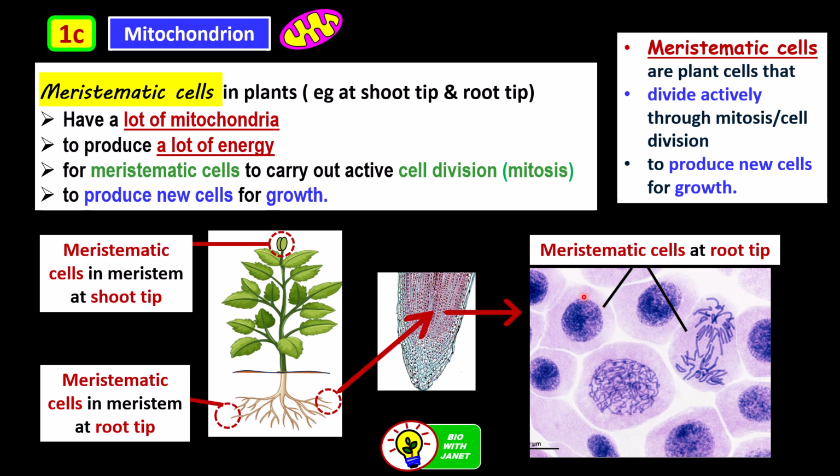Inside all these cells, there are lots of mitochondria to provide the energy for active cell division, in order to produce new cells so that the shoot can grow upwards and the roots can grow downwards. So here we explain what meristematic cells are. They are plant cells that divide actively through mitosis or cell division to produce new cells for growth.